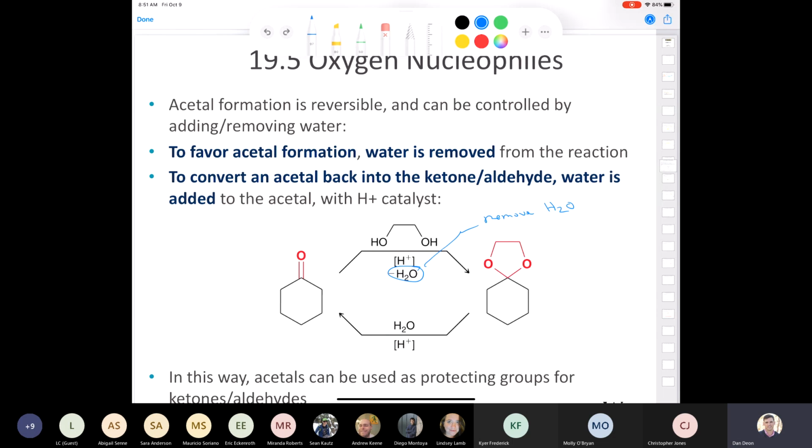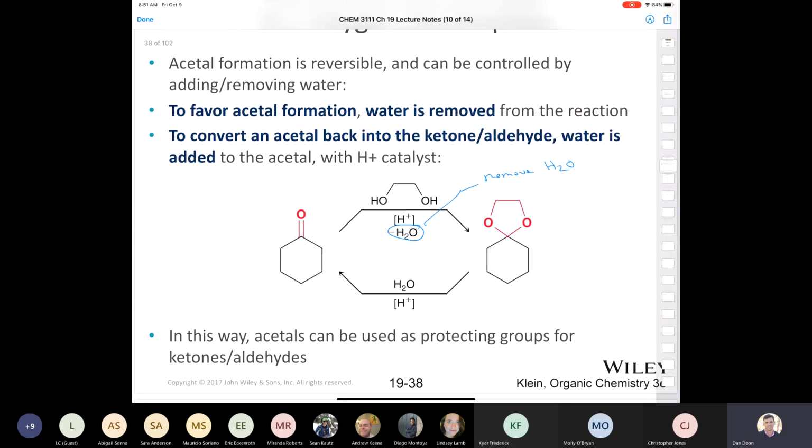To favor the acetal formation, again, we remove the water. And then to convert the acetal back to the ketone or aldehyde, you just add water with a little bit of acid catalyst. In this way, acetals can be used as protecting groups for ketones and aldehydes. Where did that word protecting group come up in this class before? It came up in chapter 12, when we protected an alcohol with a silyl ether, like trimethylsilyl ether, in Grignard chemistry. So now we're going to see, why would you want to protect a ketone or an aldehyde?